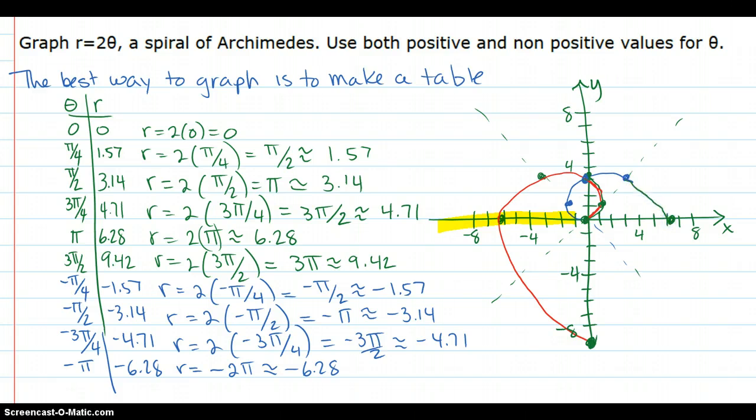Continuing with the blue, you go there. So you can see as this is going this way, this is going this way. It gets bigger and bigger and bigger, spirals both ways. That is the graph of this.